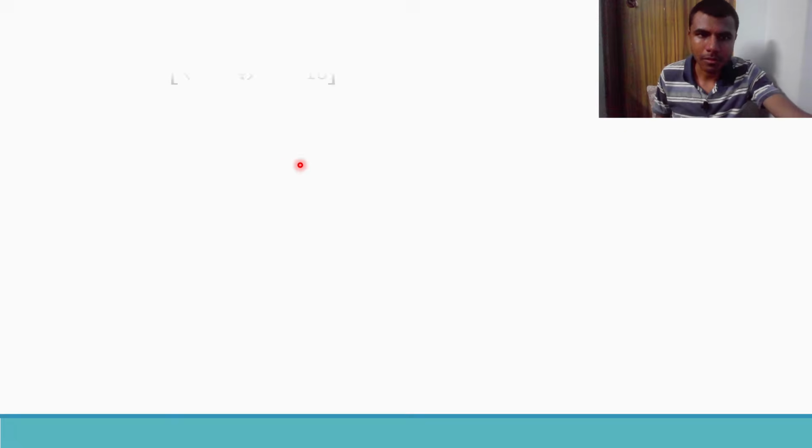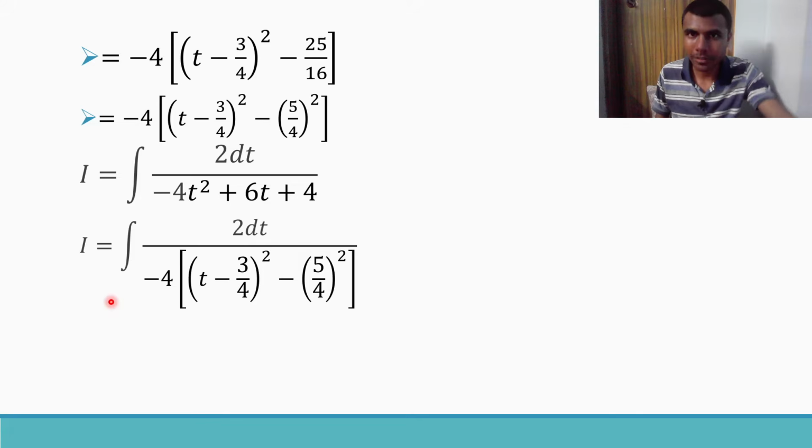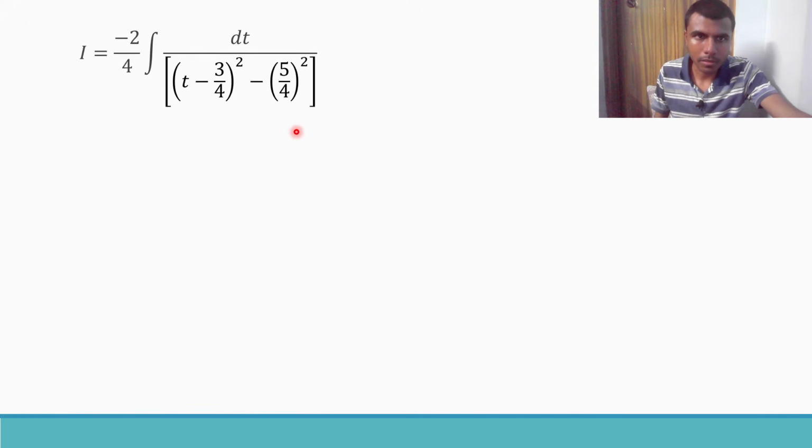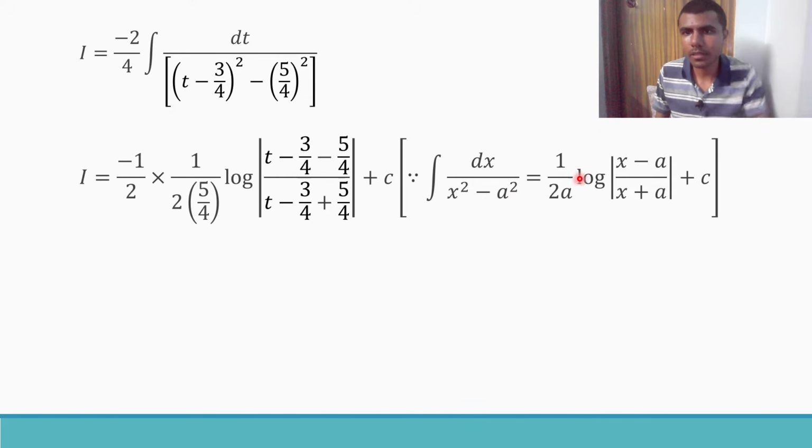Fine. Now, this is what we had to integrate. Now, these two are constants, 2 and minus 4. So 2 by minus 4, bring it outside. dt by t minus 3 by 4 whole square minus 5 by 4 whole square. Fine. Now, listen carefully. This is of the form integral dx by x square minus a square. So, the formula is 1 by 2a log mod x minus a by x plus a, plus c.